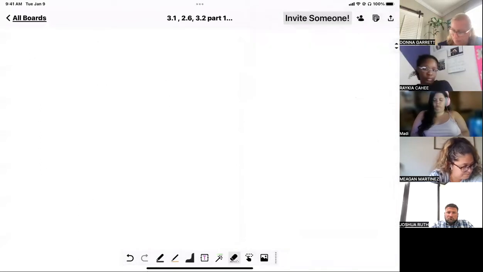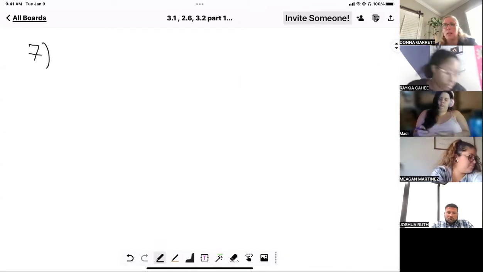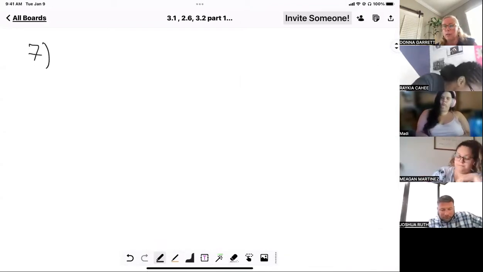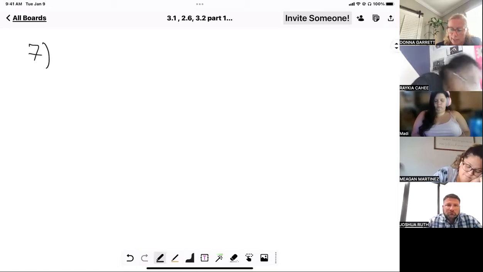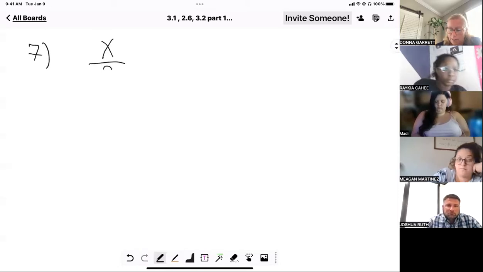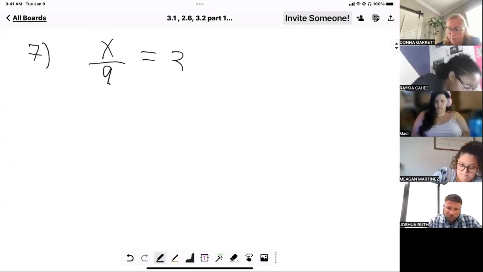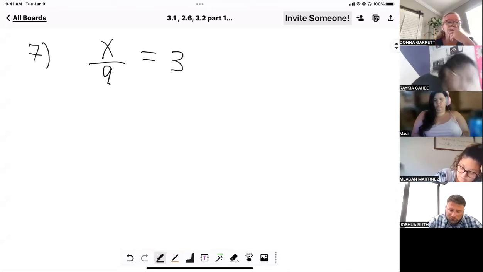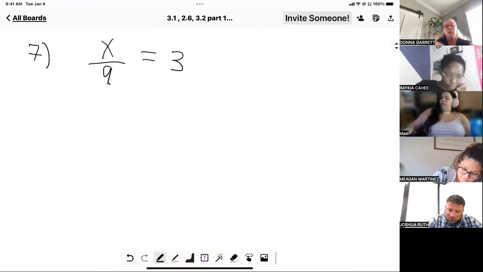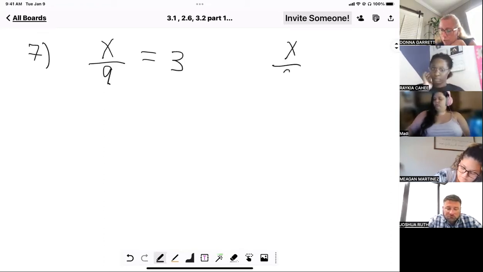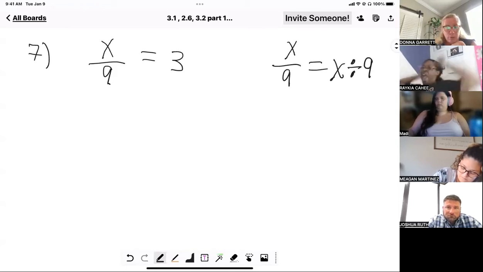Number 7. Let's look at one that's not multiplied with the variable. Let's look at one that's divided. So let's say I have x over 9 is equal to 3. These are always the trickiest ones. Because x over 9 really means x divided by 9. That's what it really means.